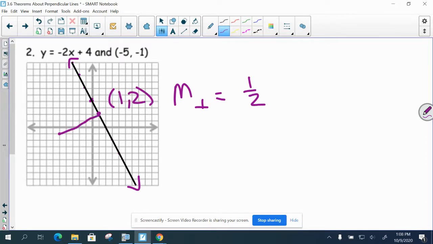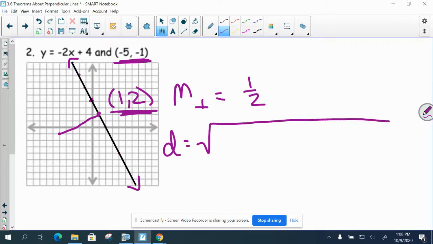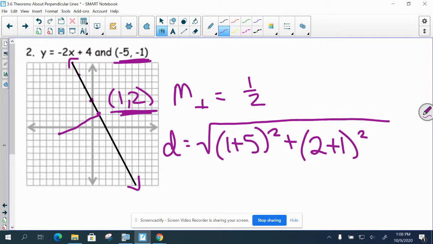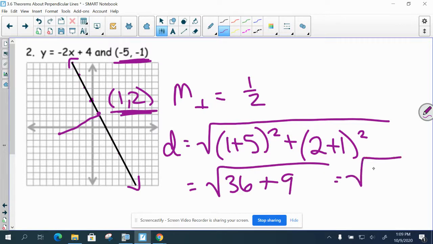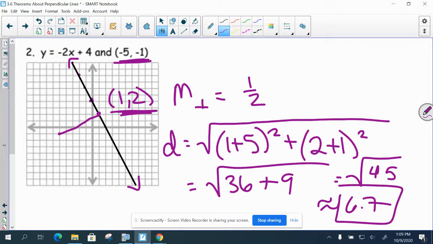Okay, so then we're going to find the distance between negative 5, negative 1, and positive 1, positive 2. So we'll have 1 plus 5 squared plus 2 plus 1 squared. 6 squared is 36. 3 squared is 9. This gives us the square root of 45, which is about 6.7. All right, so that's how you do those types of problems.